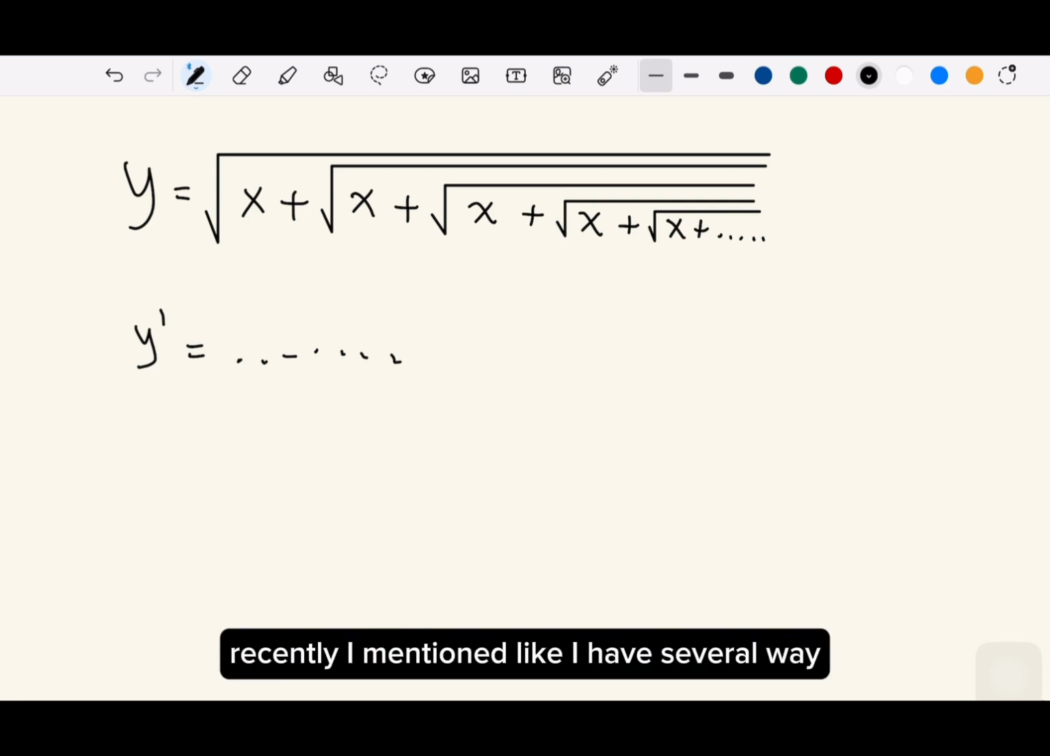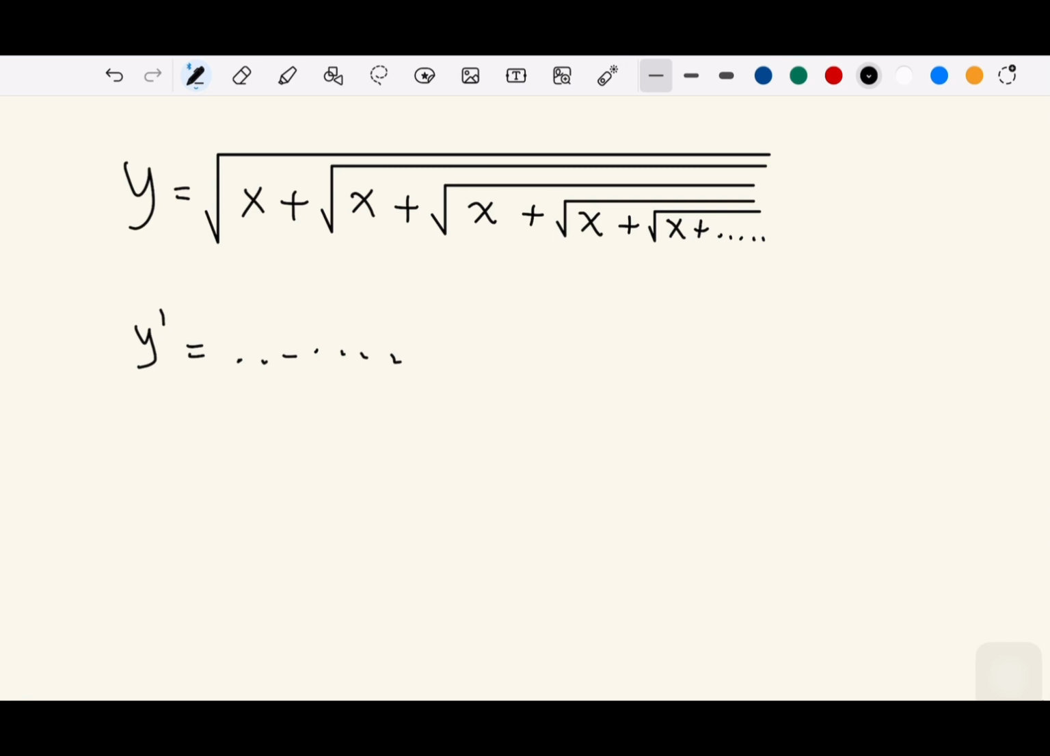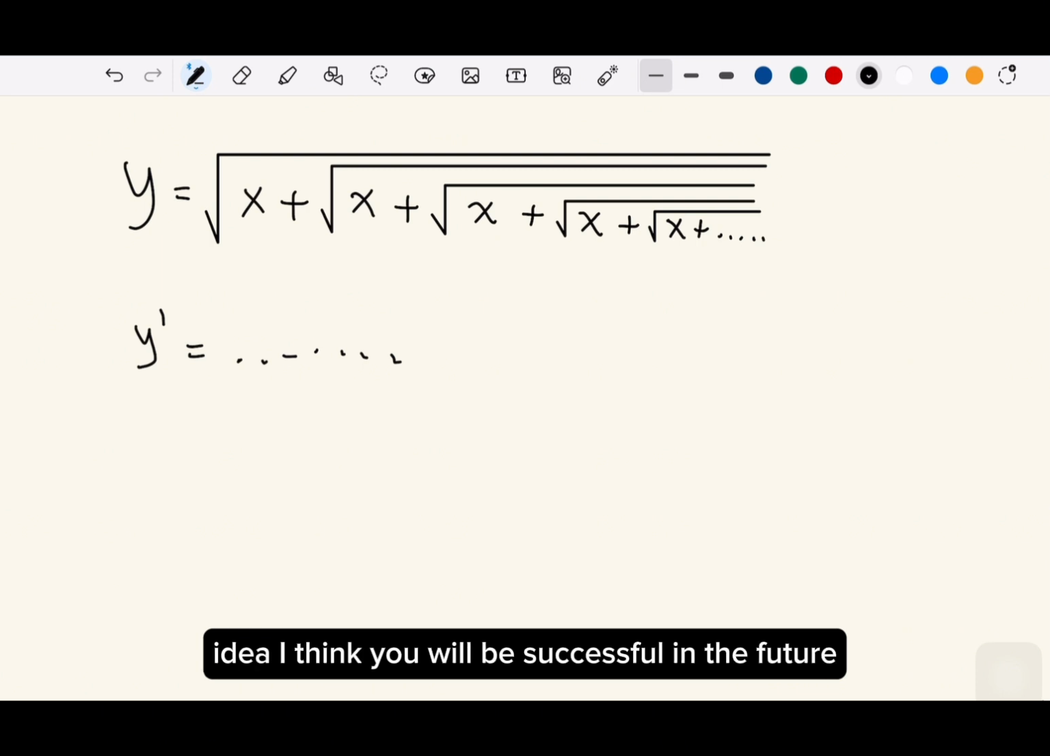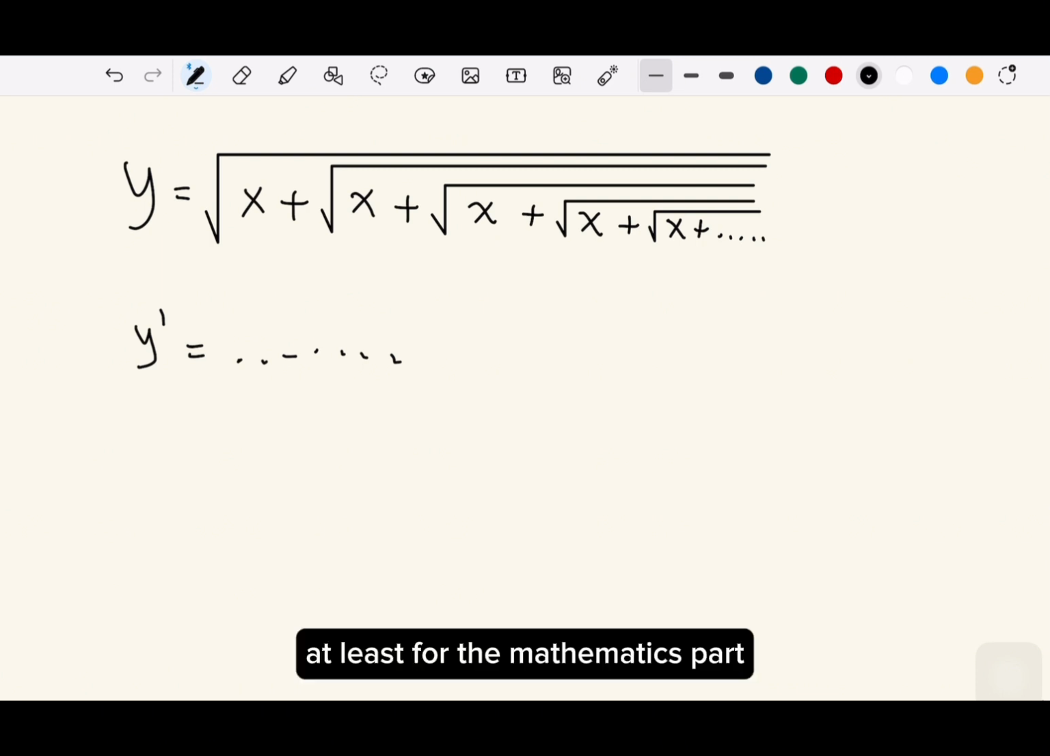Previously I mentioned I have several ways, right? I have several ways to solve it. Think from the 3 methods that I showed you before. If you get the idea and then try using that idea, I think you will be successful in the future, at least for the mathematics part.